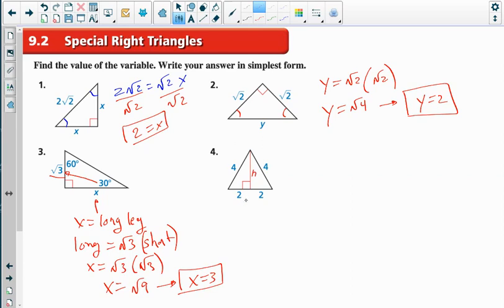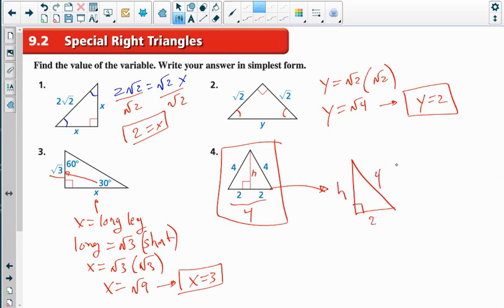And in number 4, we see that 2 plus 2 is 4. This is an equilateral triangle. So when we cut an equilateral triangle in half, that gives us a 30, 60, 90 triangle. In a 30, 60, 90 triangle, the hypotenuse is twice as long as the short leg. So we've got that part of it. Now we just take the short leg times root 3 to get the intermediate leg or the long leg, and that is what h is equal to. H is 2 root 3.